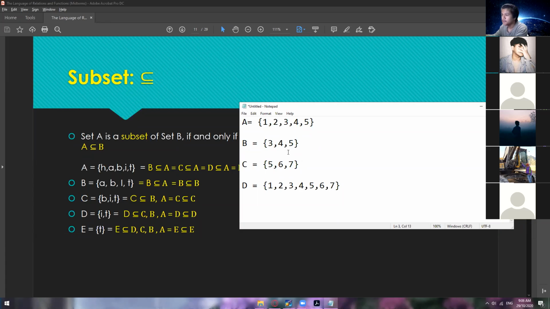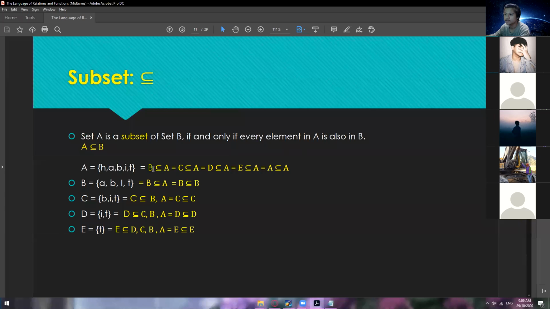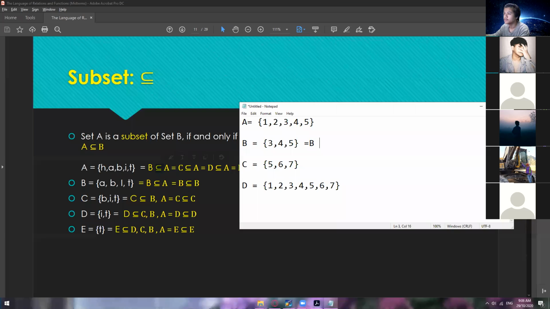So can I say, dito ko na lang ilalagay para makita nyo, hindi ko na ipababa. So can I say that B is a subset of set A? Itong highlighted na to, is this true or false? True, sir. So this one is true.